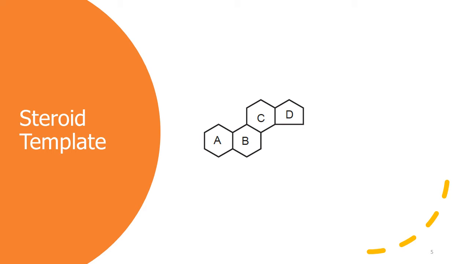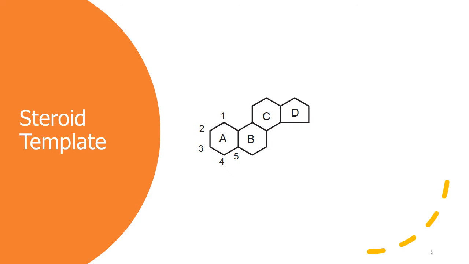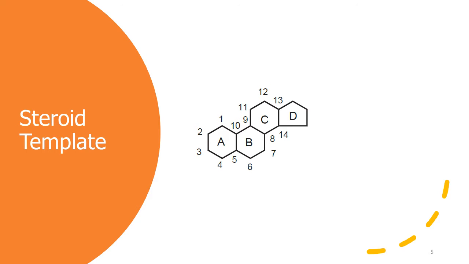Here, the numbering starts from the ring A carbon atom 1, then the 2, then 3, then 4, 5, 6, 7, 8, 9, 10. So you have seen that from around the ring A and B, the counterclockwise fashion, the numbering is given. Then starting from C, the clockwise fashion, we go for number 11, then 12, then 13, then 14, then again counterclockwise manner from the ring D, that is 15, 16, and 17. This is the steroid template.